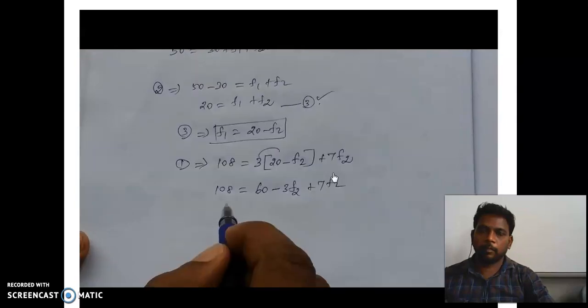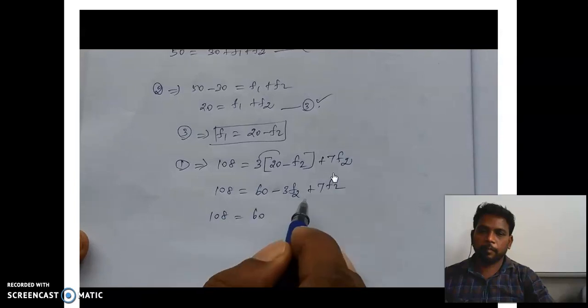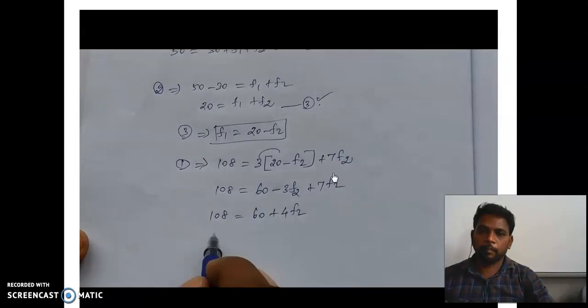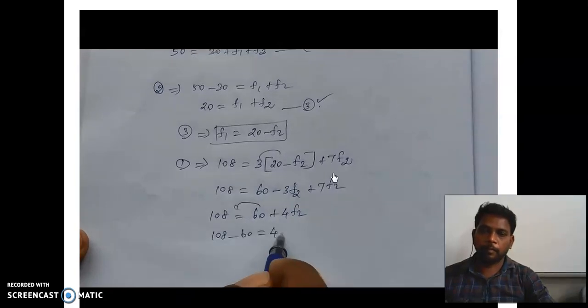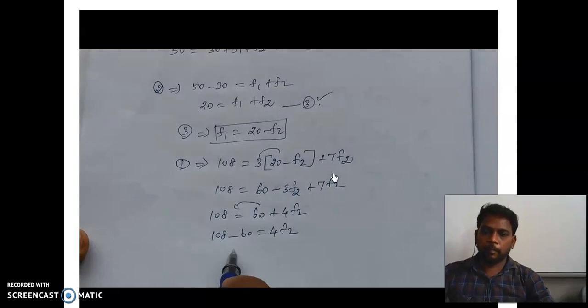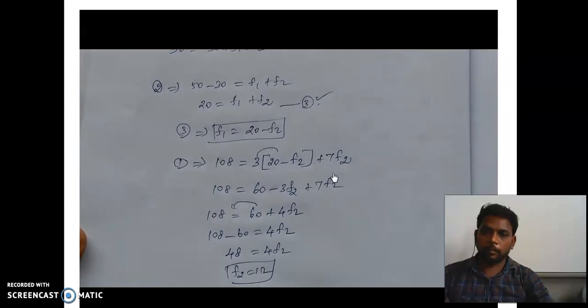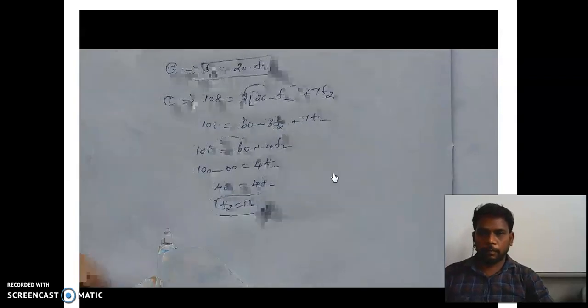So 108 equals 60 plus 4f2, and 108 minus 60 equals 4f2. If you subtract, we get 48 equals 4f2, therefore f2 equals 12.